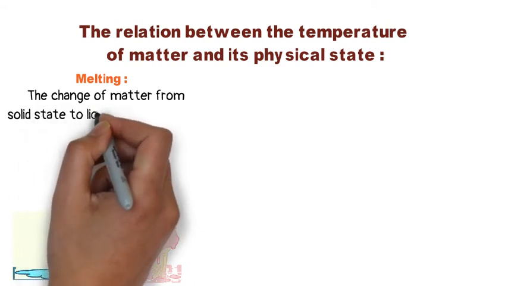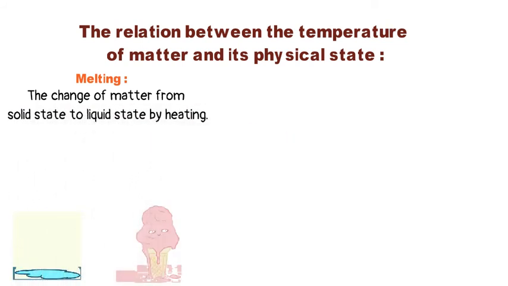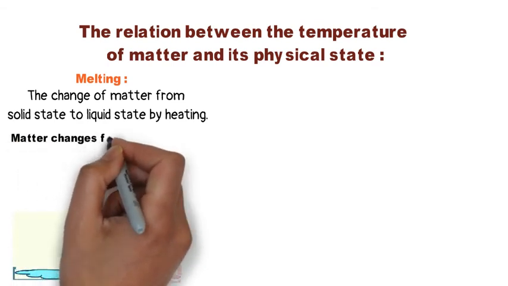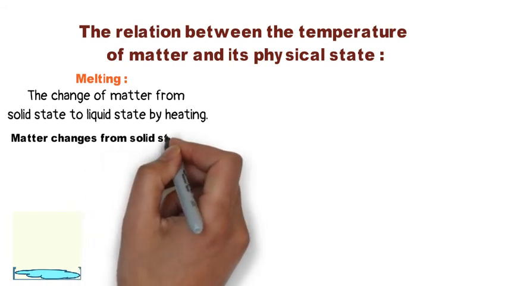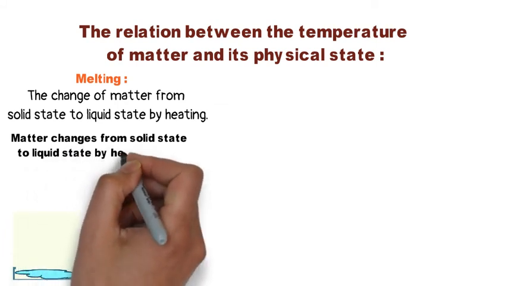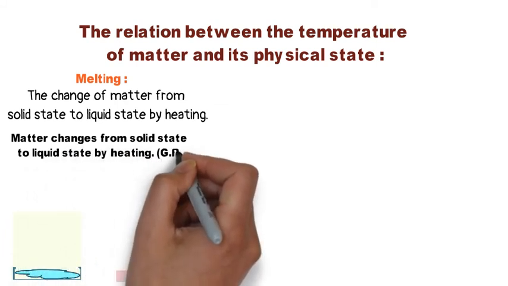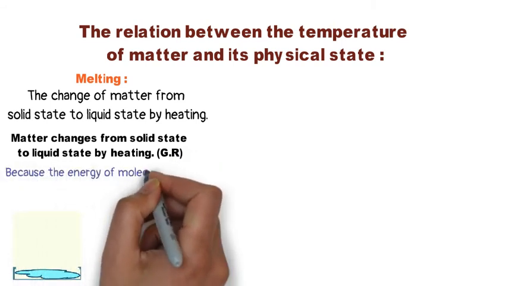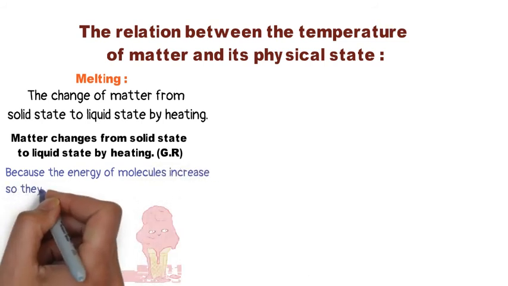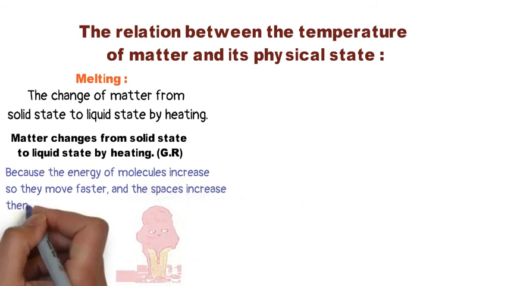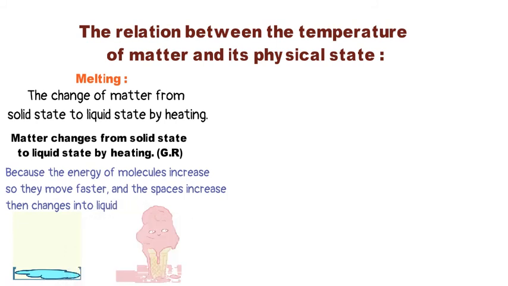Why does the matter change from solid to liquid by heat? When we heat, the molecules gain energy. When you gain energy, you can easily run and move all around. Also, when the molecules gain energy, they move faster, they move away from each other, and the space between the molecules increases, so it changes to the liquid state.